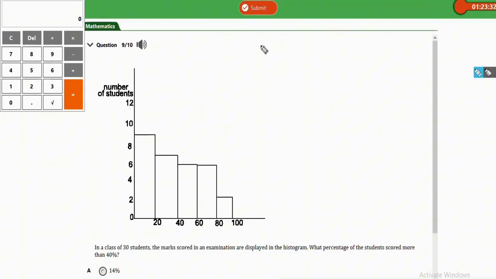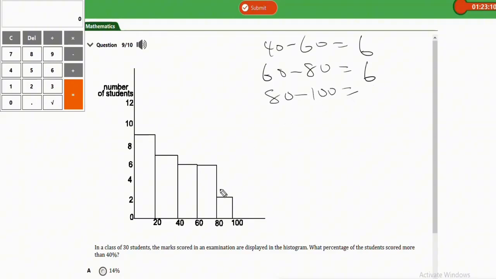So we have people that scored 40 to 60%. When you trace it on the histogram, the number of students is 6. People that scored 60 to 80, when you trace it, you also have it to be 6. People that scored 80 to 100, you have it to be 2. So when you add, it is 14.